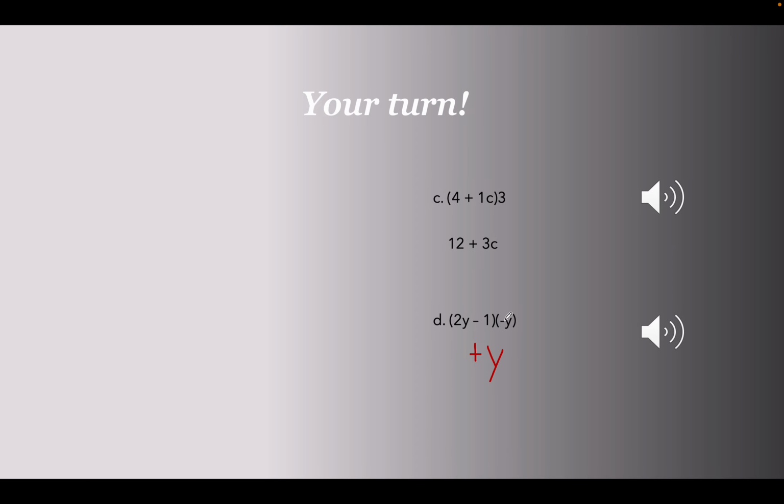Then I'm going to have a negative y times 2y. So this is a negative times a positive. So that means I've got a negative out here. And really, negative y means negative 1y. What is 1 times 2? If you said 2, good job. So I'm going to take that negative 2y and call it the answer. Let's see if I was right. There it is, negative 2y + y.